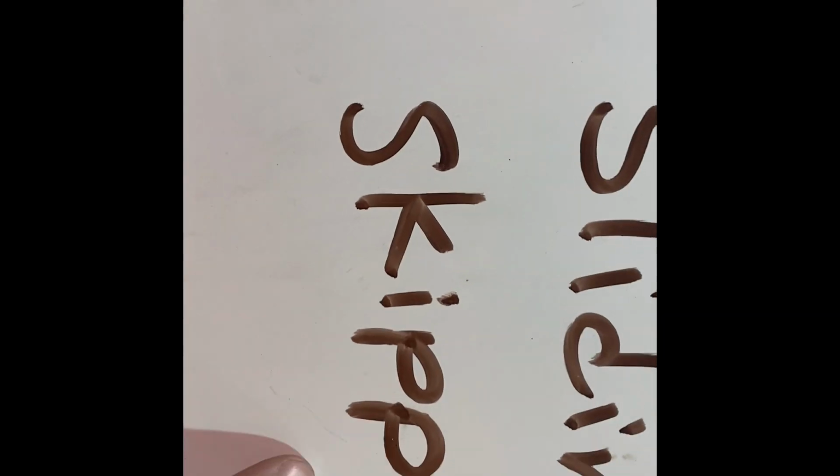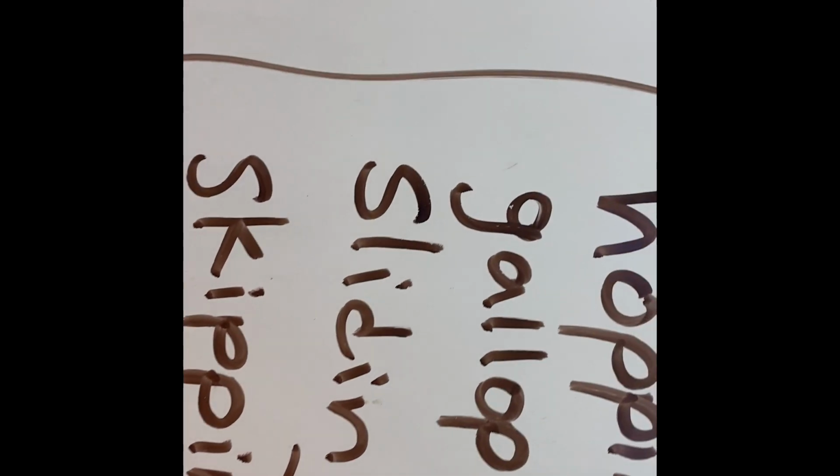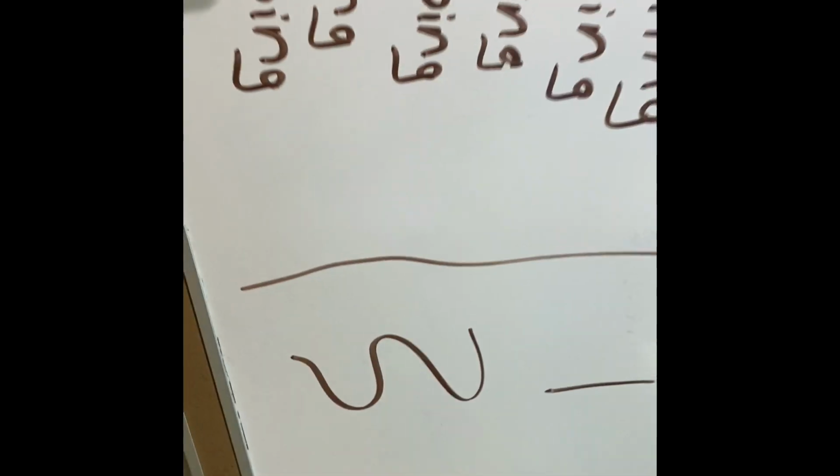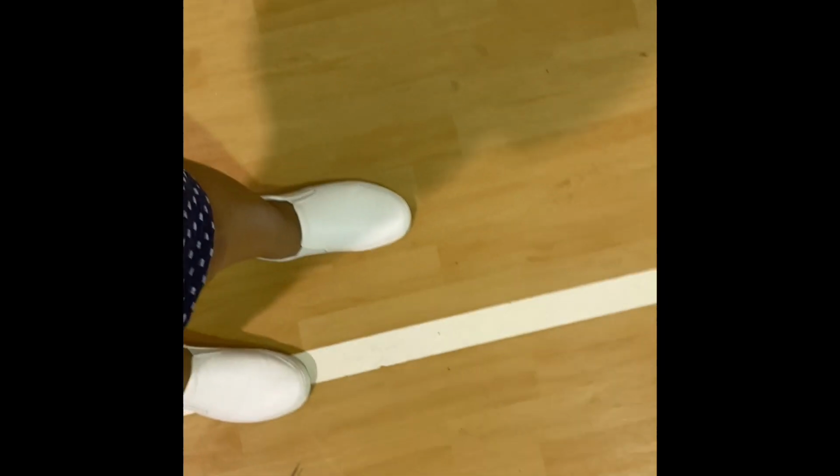Great job sliding. The last locomotor skill is skipping. Skipping is a combination of hopping and jumping. So when you skip, step, hop, step, hop, step, hop. Again, step, hop, step, hop, step, hop. Take the next minute skipping.